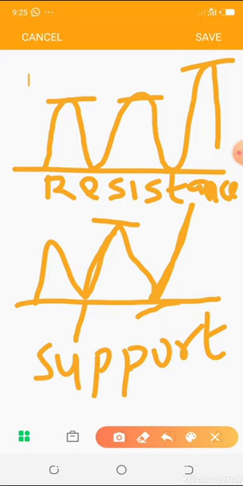At support, we expect positive price reversal, like it got here and then price went up. At resistance, it got here, price went down. Okay, guys, hope you are seeing it. So take note of it. Positive price reversal occurs at support zone, while negative price reversal occurs at resistance zone. You know why it's negative? Price went down. So support and resistance appears in any time frame.